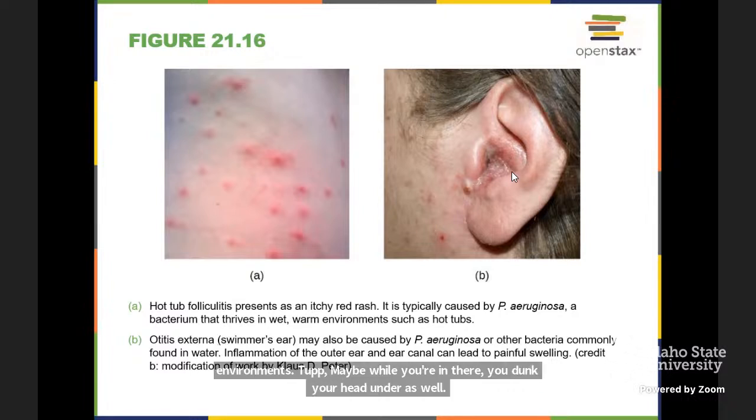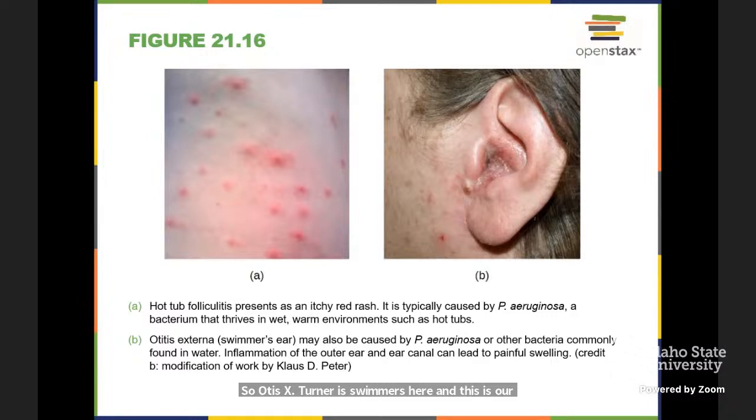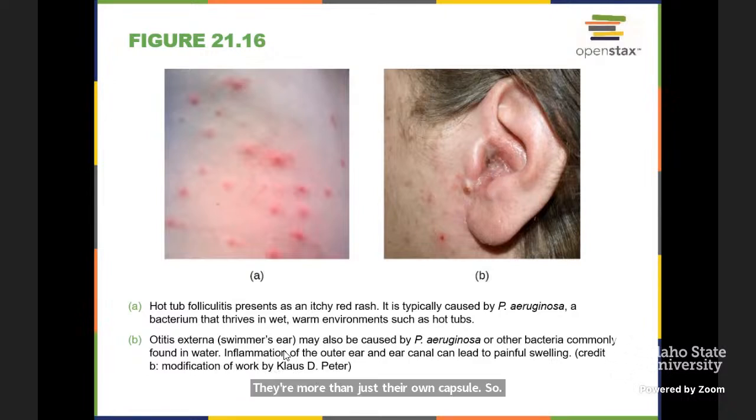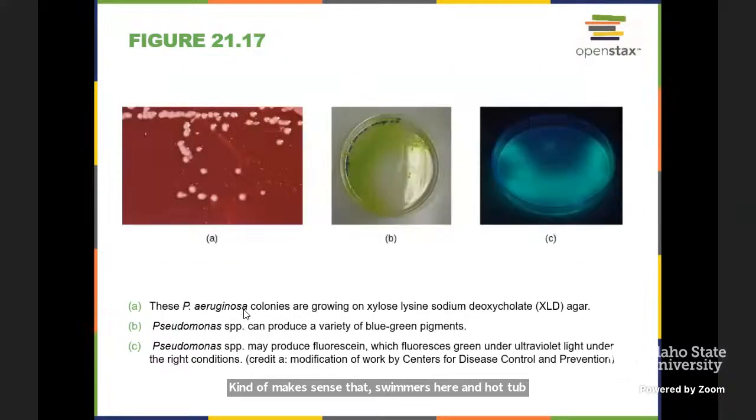Maybe while you're in there, you dunk your head under as well. So otitis externa is swimmer's ear, and this is our pyogenes as well. They are super good at producing capsule layers, forming biofilms, and pus production as well is what we're getting in. They're more than just their own capsule. So that's swimmer's ear, and it's the outer ear, all right? So painful swelling issues, all right? And kind of makes sense that swimmer's ear and hot tub folliculitis, they go together, all right?